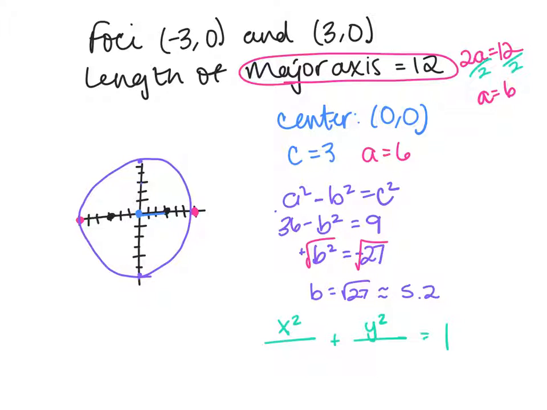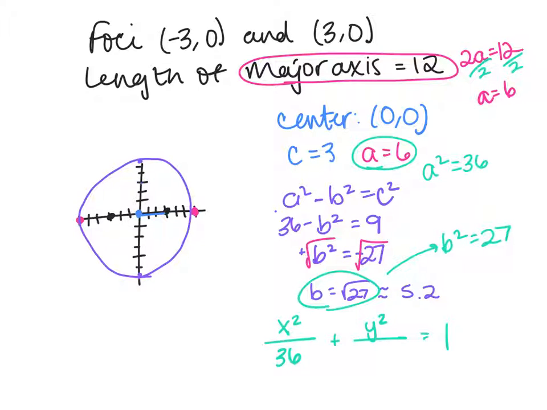So now we need our a squared and our b squared. A was 6, which means a squared is 36. B was root 27, which means b squared is 27. Last piece, since this is a horizontal ellipse, that means the bigger number, a squared, needs to go with the x value. So 36 is going to go under x. 27 will go under y. And there's our equation.